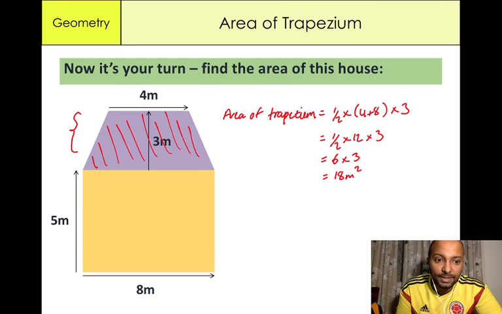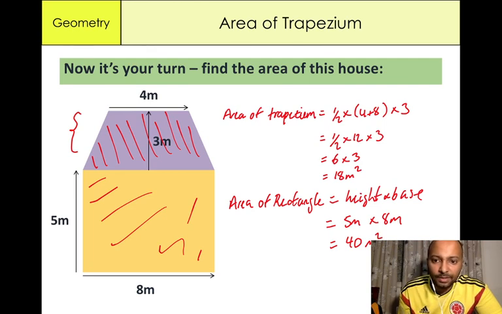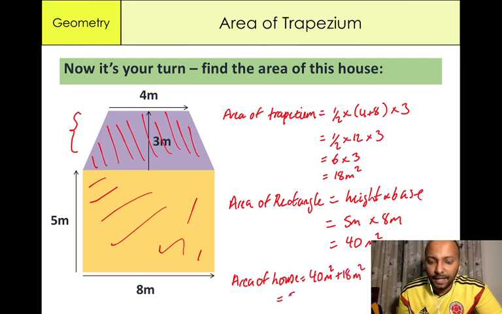Now, to find out the area of this rectangle, what you need to do is multiply the height times base. So area of rectangle is equal to height times the base. So we have 5 meters times it by 8 meters, which will equal 40 meters squared. Now, to work out the total area, what we need to do is just add them together. So area of a house is equal to 40 meters squared plus 18 meters squared, which is equal to 58 meters squared. And that's our final answer.